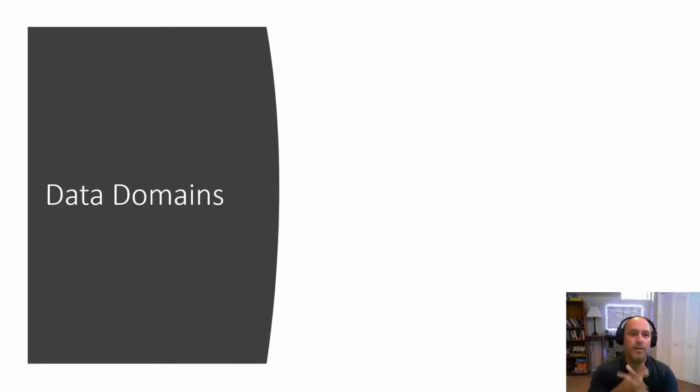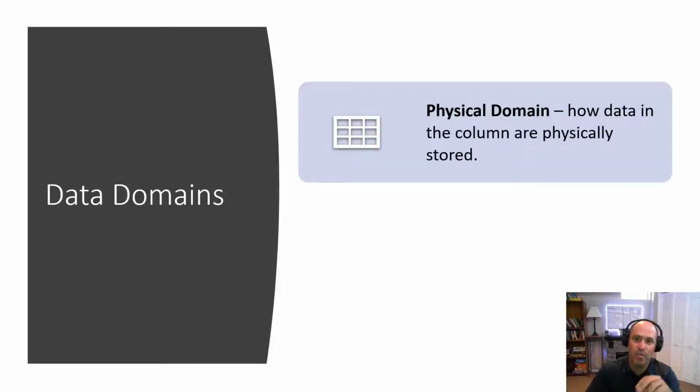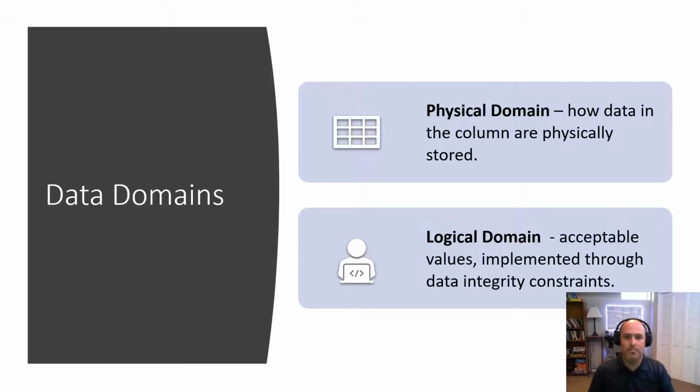All right, let's talk about the columns in the table now. We've spent enough time talking about the rows. Let's get into the columns. You have two aspects to a data domain. You have the physical domain, that is how the data in the column are physically stored, and then you have the logical domain, which is what makes sense to go in this column. So these two are not 100% compatible with each other. It can be very difficult to implement logical domain, even though that's what you ideally want. The physical domain can only get you so far. So let's take a look at physical domain first.